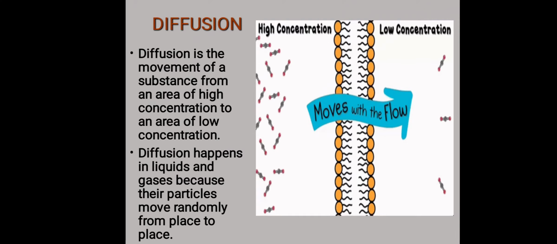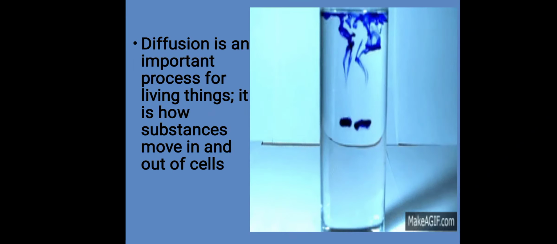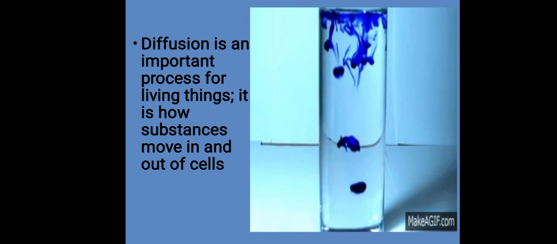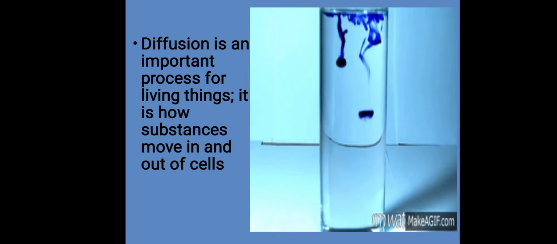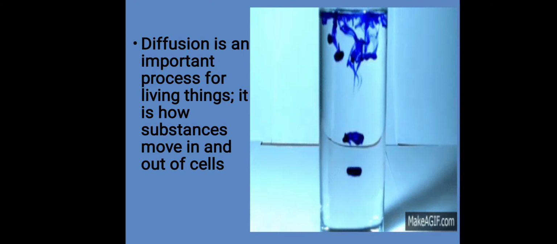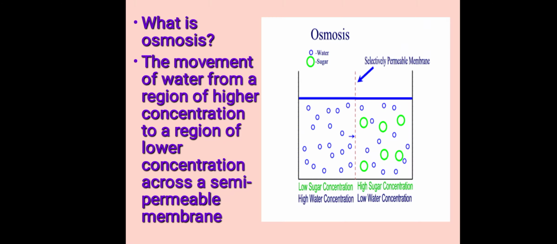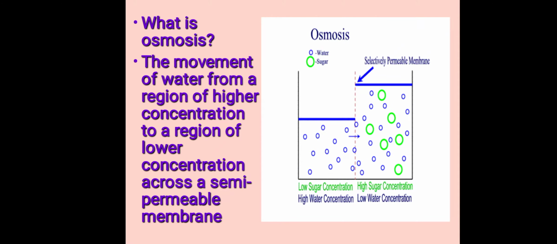Diffusion is the passage or the movement of substance from an area of high concentration to an area of low concentration. I've told you of a simple experiment that can be done and can be understood by doing this experiment on diffusion. So today we'll be learning about osmosis.